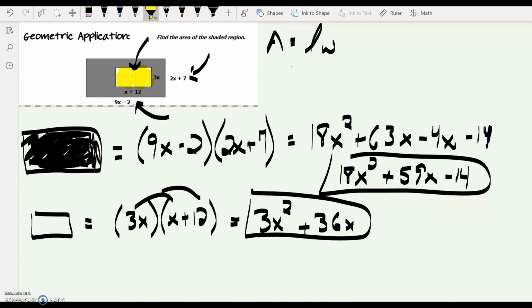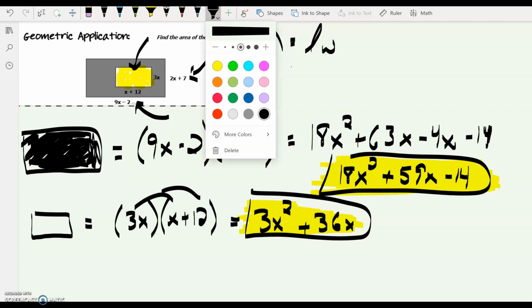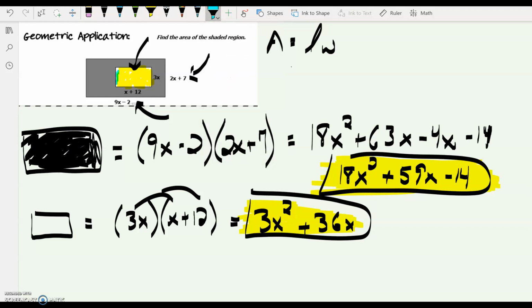Now we've got the area of the large rectangle without taking anything from it, and the area of the small rectangle inside. So we're going to have to subtract or get rid of this blue section, or green, once I mix the blue and the yellow. We have to subtract this area from the area of the total rectangle.